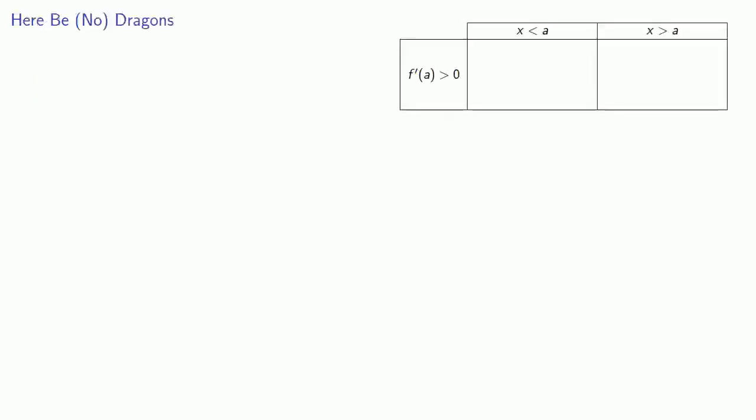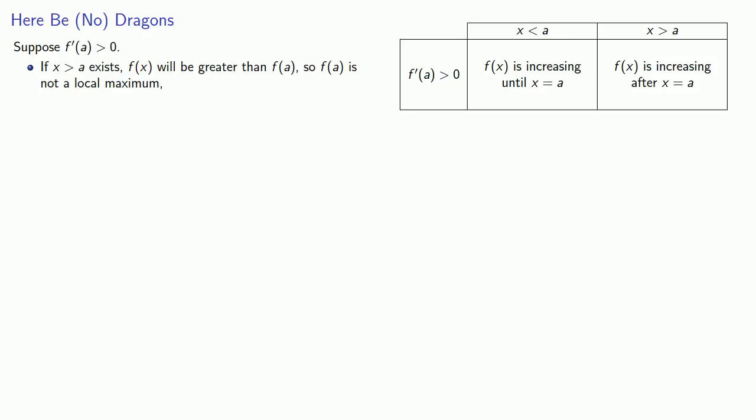So how do we find extreme values? A good way of searching is to figure out where something isn't located. Suppose the derivative at a point is greater than 0. Then we know it means it's increasing until we get to x equals a, and that it's increasing after we pass x equals a. And so if a larger value of x exists, f of x will be greater than f of a, so f of a is not going to be a local maximum. On the other hand, if x less than a also exists, f of x will be less than f of a, so f of a is not a local minimum.